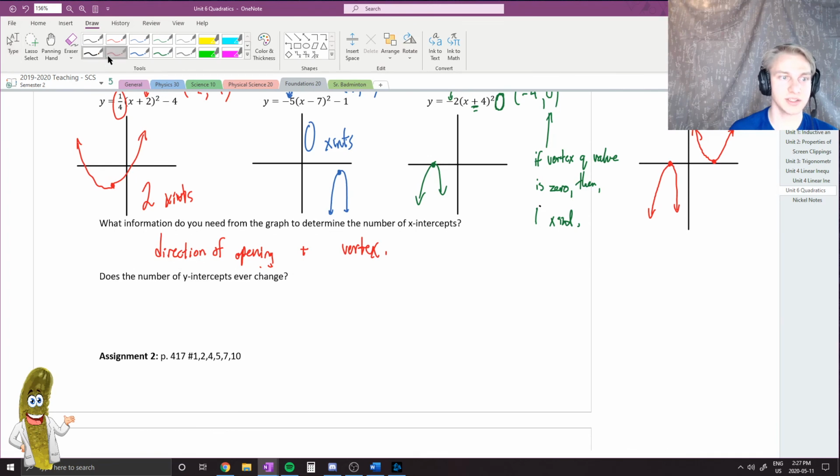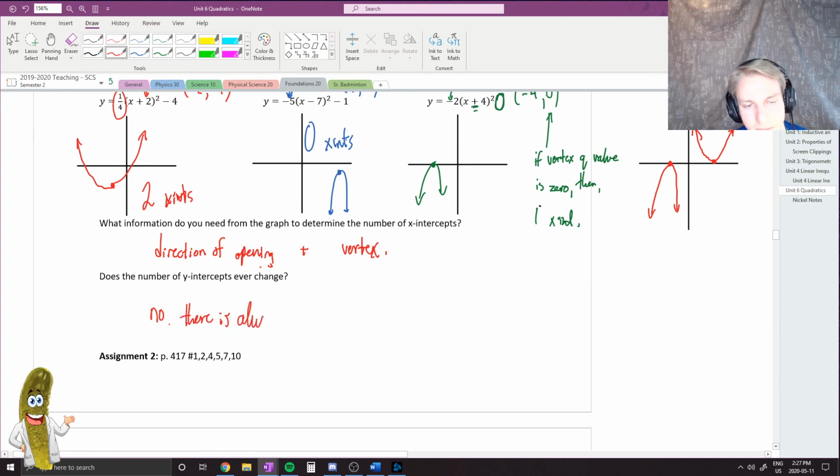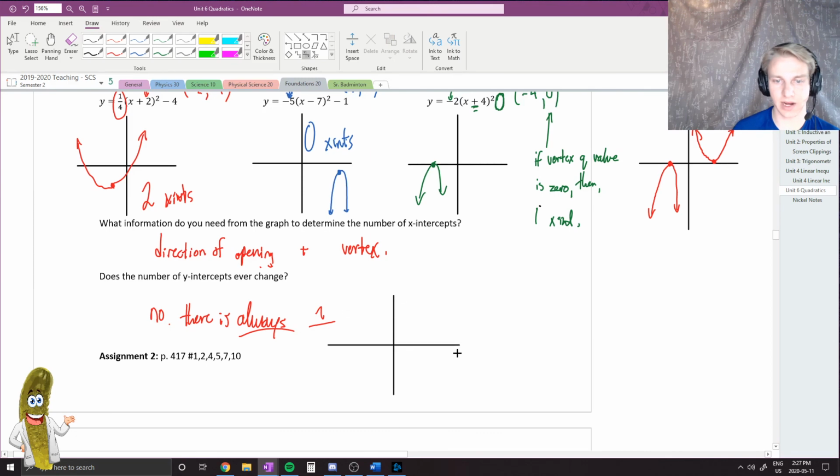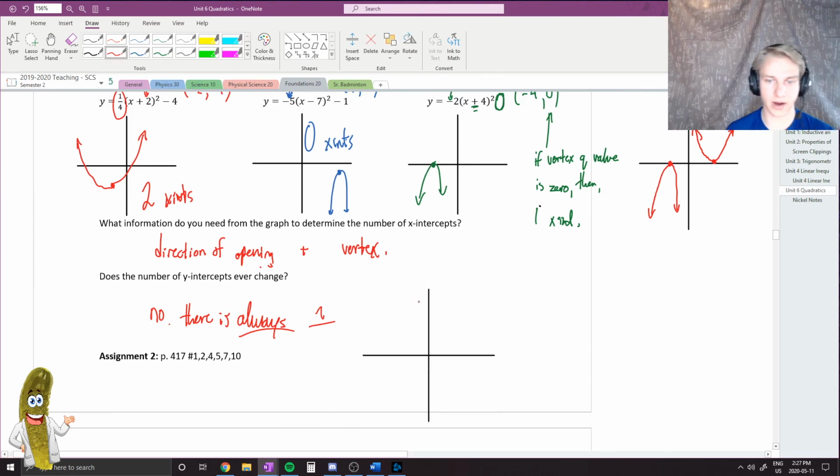The bottom question here asks, does the number of y-intercepts ever change? And the answer is no, there is always one. The reason is, if we have our little graph here, it doesn't matter where I actually put this parabola. I'll just draw a little parabola there. It doesn't matter where I put it, in every situation it will always cross the y-axis only once. It doesn't matter where the vertex is. It'll only cross the y-axis once ever.